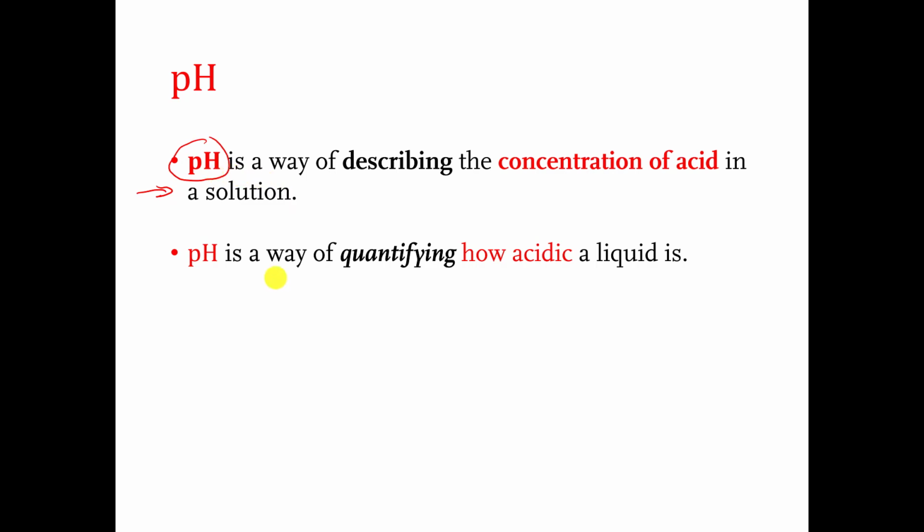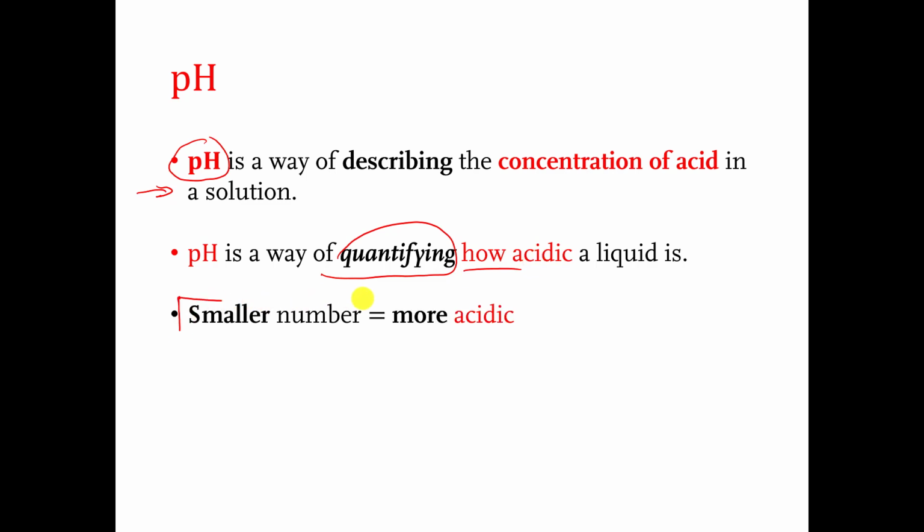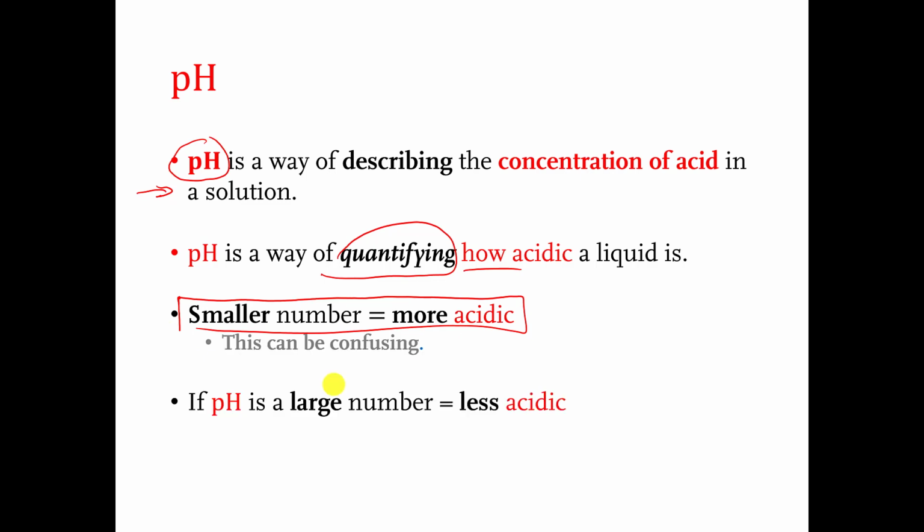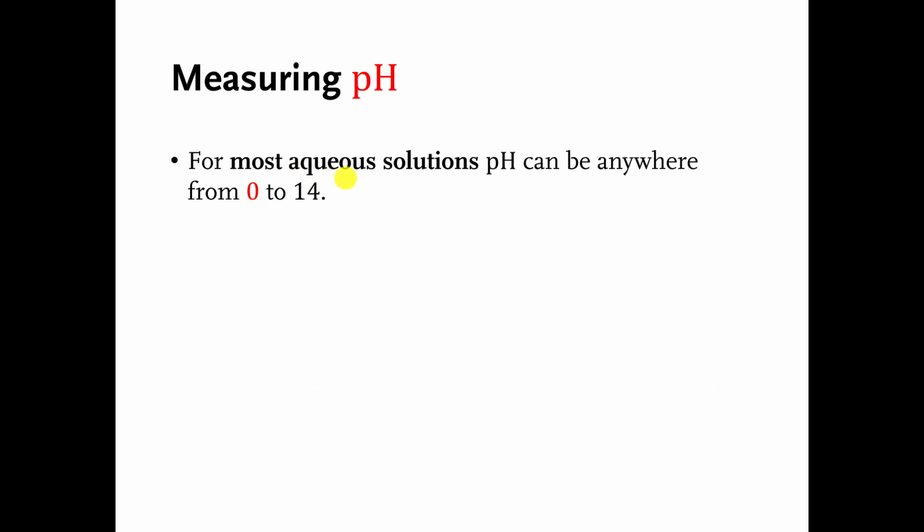pH is just a way of describing with a number how acidic a liquid is. And it's a little bit confusing because the smaller the pH number, it means your liquid is more acidic. And the bigger the pH number, that means your liquid is less acidic. And another way of saying less acidic is more basic. So for most liquids that are mostly made of water, that's what aqueous means here, for most water-based liquids, the pH usually ranges somewhere between 0 and 14.